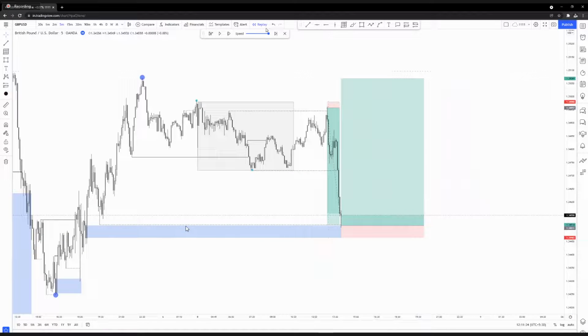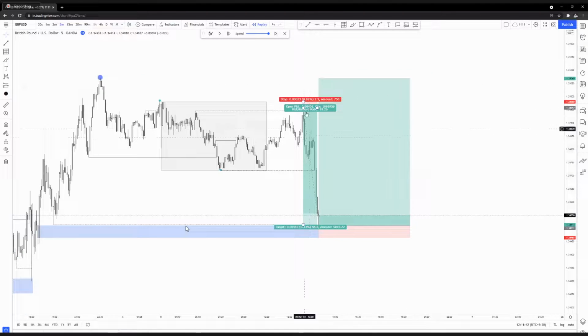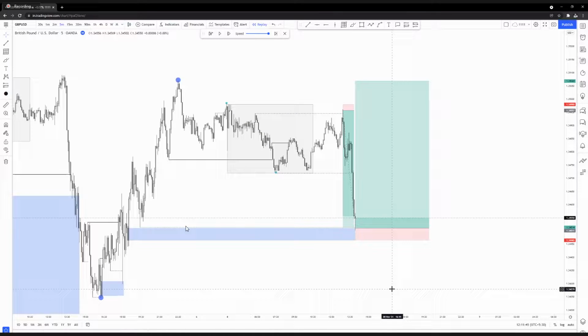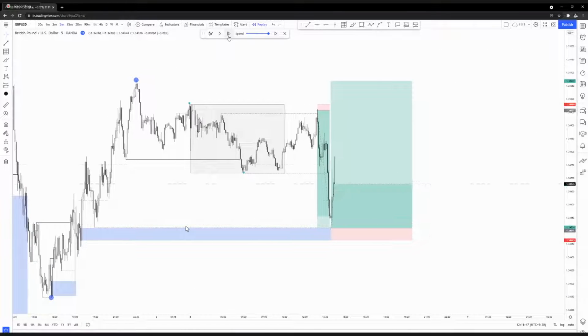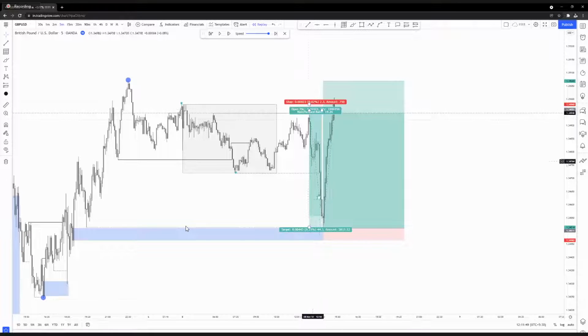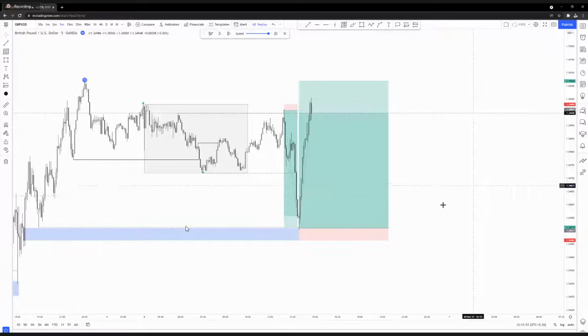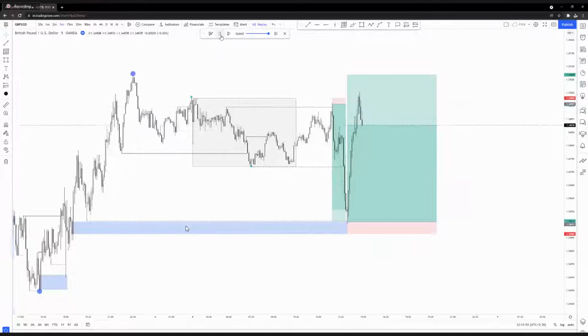Just like that. And what happened? What is this? A false run in the opposite direction, inducing sellers into the market. Now imagine how many people would have thought that London is gonna be bearish. But what happened? Bam. Judas swing. See the Judas swing. Everyone got stopped out and now price is going up.